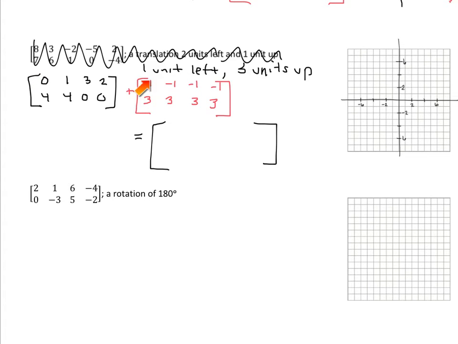Take 0 plus -1, so we get -1. 1 minus 1 is 0. 3 minus 1. 2 minus 1. And then 4 plus 3, 7. 4 plus 3 again is 7. 0 plus 3 is 3. 0 plus 3 is 3.